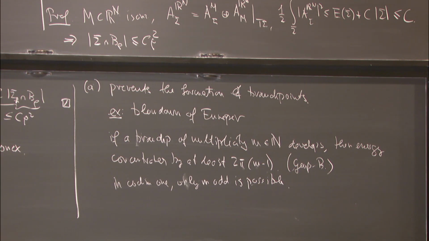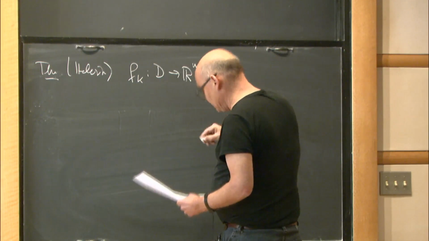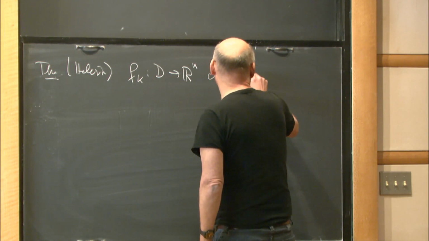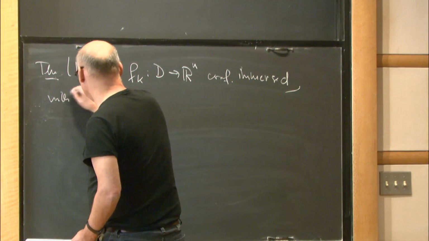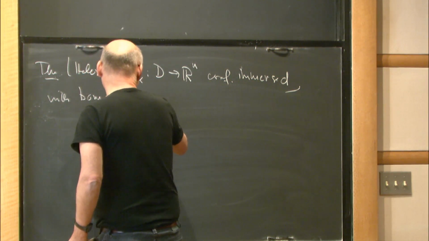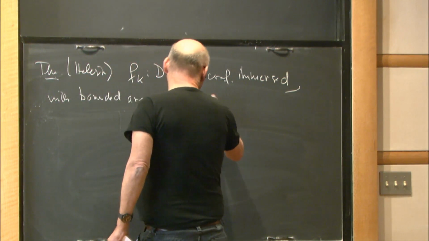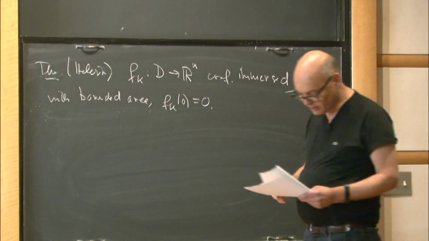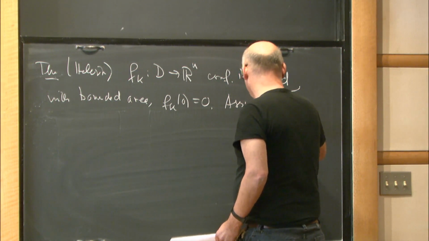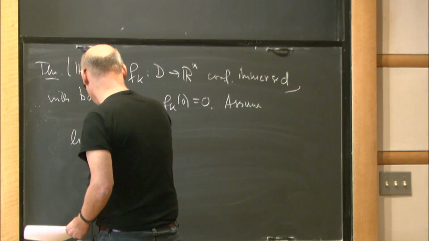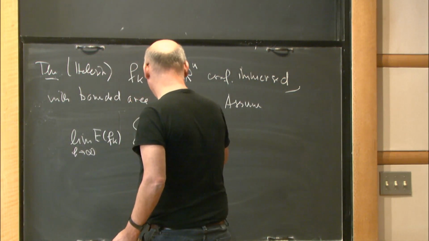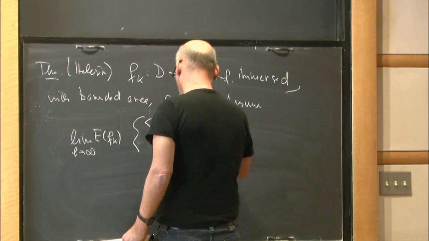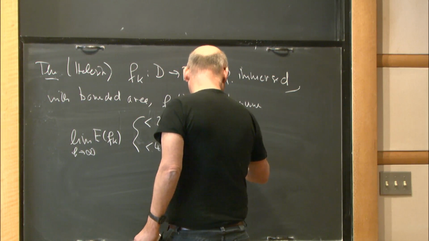saying that if you have, for example, a sequence of surfaces f_k in R^n, D, let's say, is the unit disk here, and you assume that they are conformally immersed and with bounded area, and as a normalization, you assume that f_k(0) is equal to 0, so that the surfaces don't escape to infinity. Then you assume that the lim of the energies of these surfaces, so I have to concentrate here, is less than 2 pi for n bigger than or equal to 4, and less than 4 pi for n equals 3.